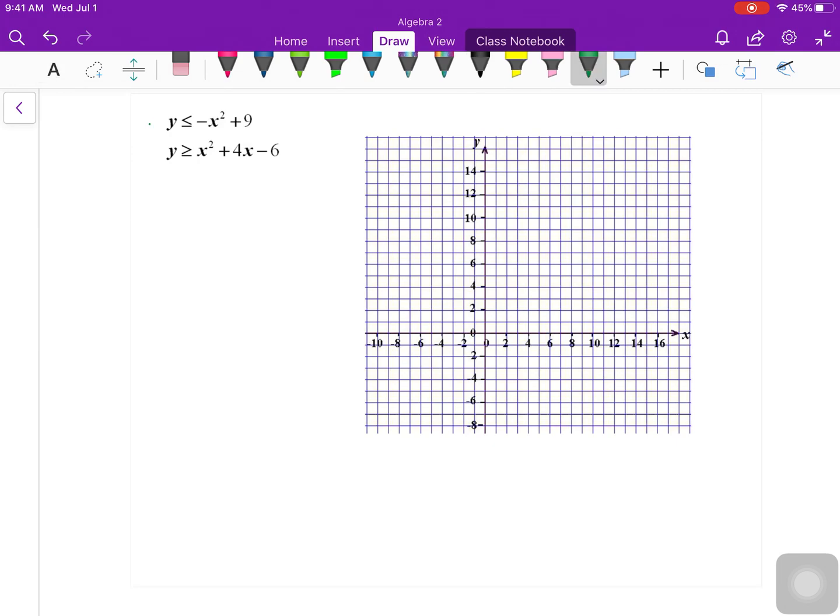I'm going to skip that one. All right, let's try these two parabolas. Again, I'll do the first one in green. So it is in standard form.